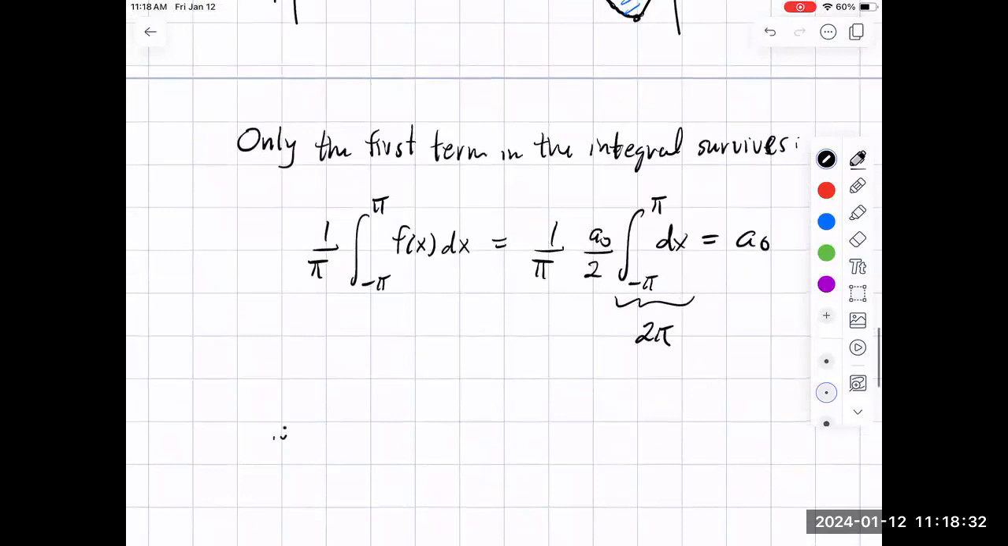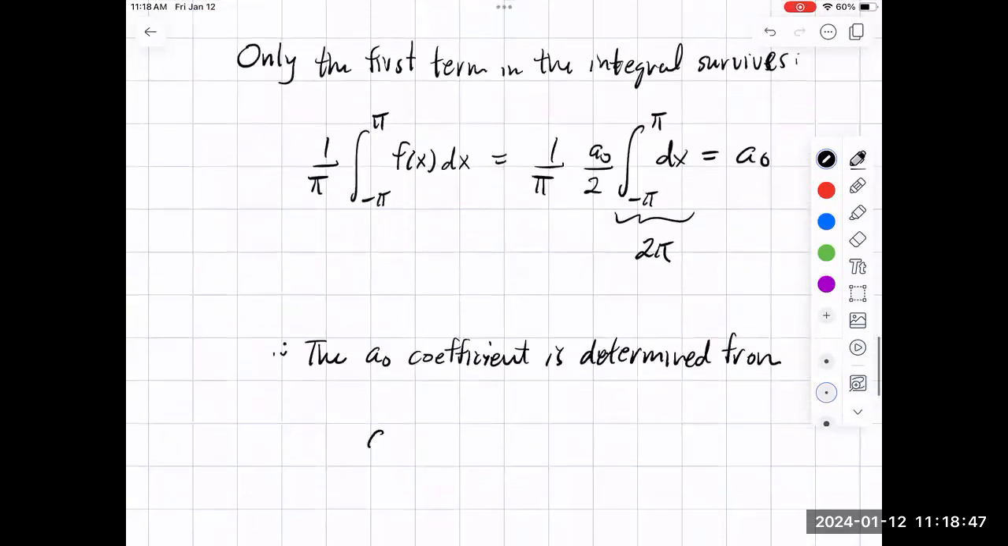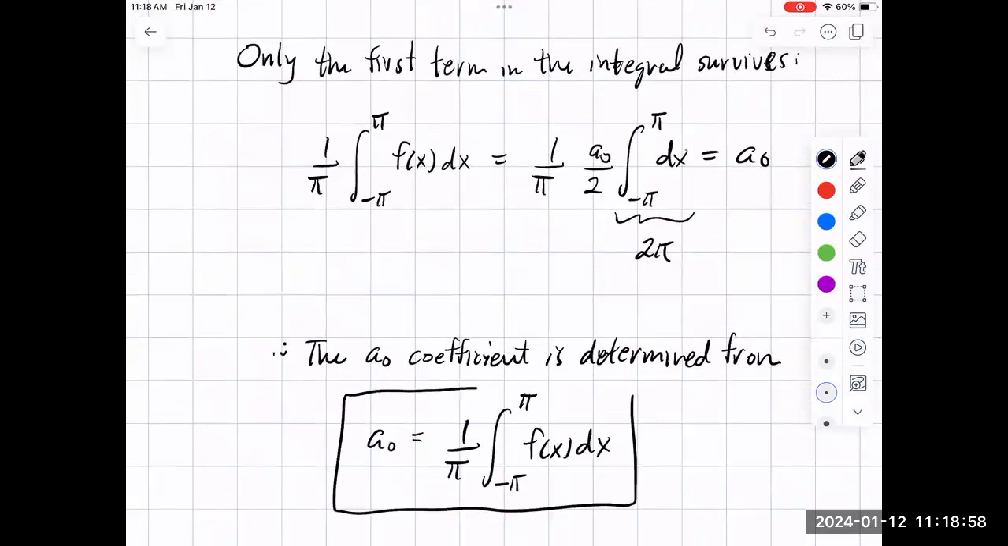So therefore, the a0 coefficient is determined from the integral: a0 is 1 over pi, the integral of minus pi to pi of f of x dx. Okay, so we have found one of the infinitely many coefficients that we need to determine. We're going to do similar things to find the other coefficients. So what I'm probably going to do is just tell you what the result is, and then we'll go and do a proof, or at least part of the proof anyways.